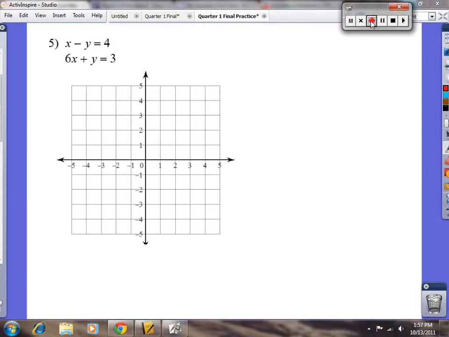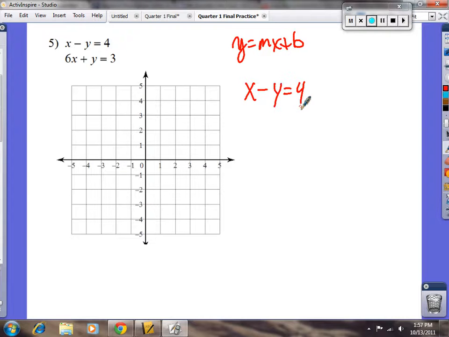Now this one is still based on y equals mx plus b. So you're going to have to use chapter 1 to get this in y equals mx plus b. If you've got x minus y equals 4, you cannot do anything with that because it's in standard form. It's got to be changed from standard form into slope-intercept form. So this x has got to go. Minus the x.